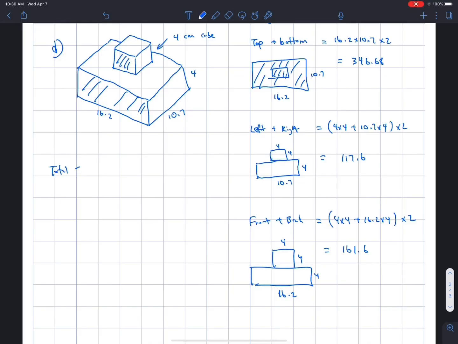So the total surface area is going to be 346.68 plus 117.6 plus 161.6. And we get 625.88 centimeters squared.